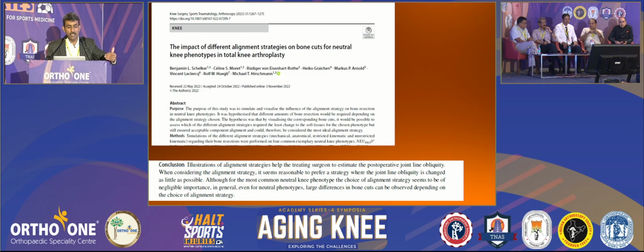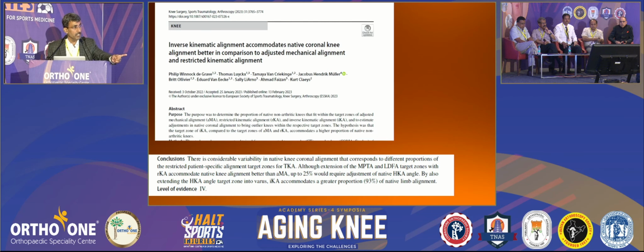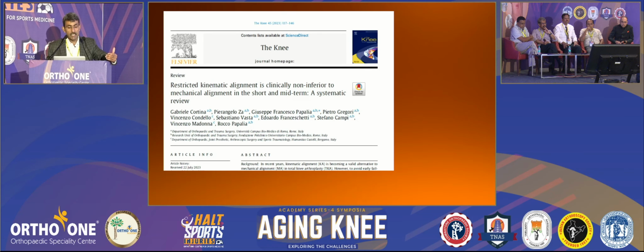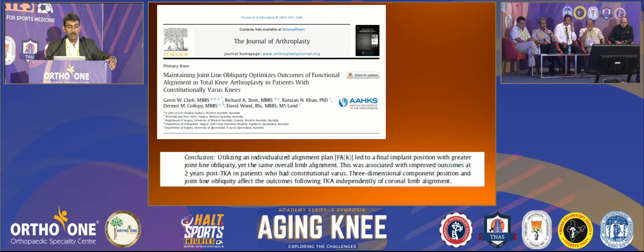So again, some more articles by Marcus Arnold, Benjamin Skelka and group. It is basically the impact of different alignment strategies in total knee. It gives you just a few more minutes. It estimates the joint line obliquity well. Inverse kinematic alignment accommodates native coronal alignment better, is what a recent paper said, again from the group of Philip Wincock and the rest. Restricted kinematic alignment is clinically non-inferior, which means basically it's almost the same as mechanical. A systematic review this was. And again, maintaining joint line obliquity optimizes outcomes of functional alignment, which is again from Calapi and group.